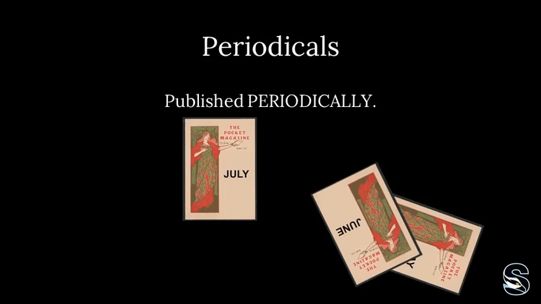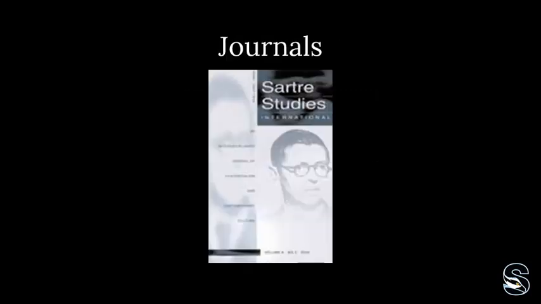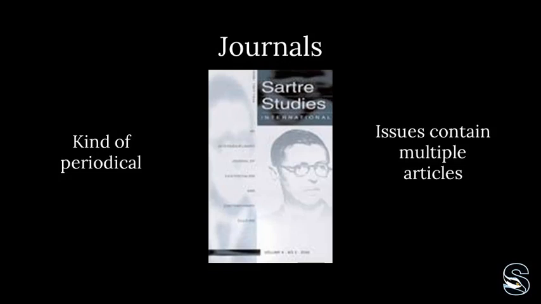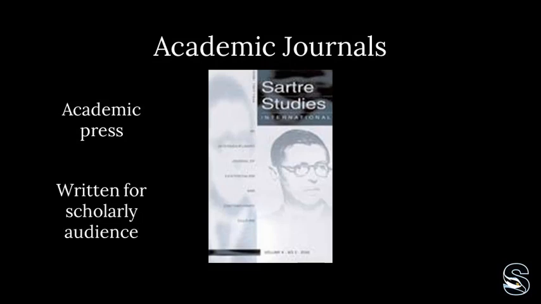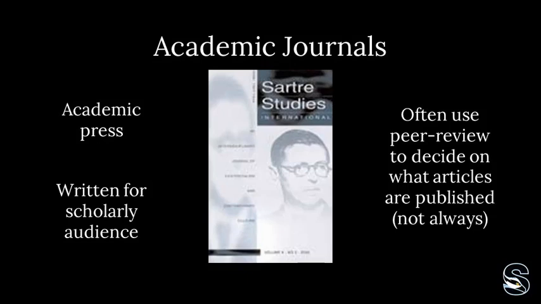Now, we consider journals. Journals are a kind of periodical, which we just discussed. Any given issue of a journal contains multiple articles. Academic journals are usually published by an academic press, and the content is typically written for a scholarly audience. Sometimes, the journals use a peer review process to select what they publish.